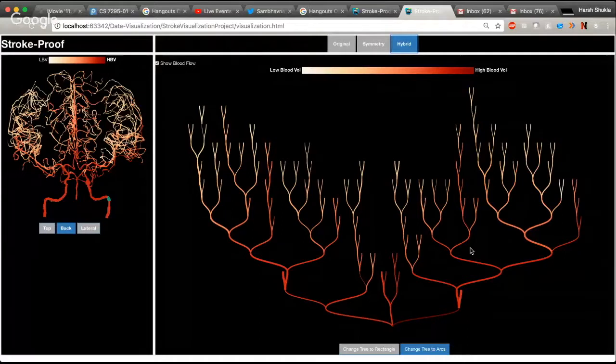Now, it's easy to determine stroke using this view, but doctors would like to get a spatial perspective of where that artery is actually present in the actual brain. This is where our interaction comes into the picture. If we just click on here, you can see where this artery is present in the overall brain, which is right here. And this is the place in our brain where the stroke would have occurred.